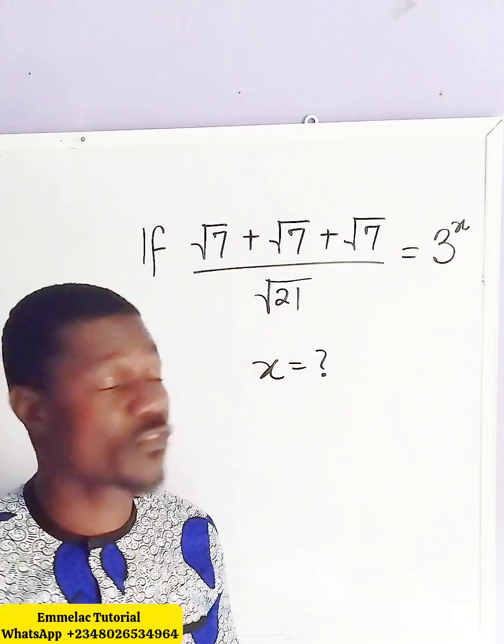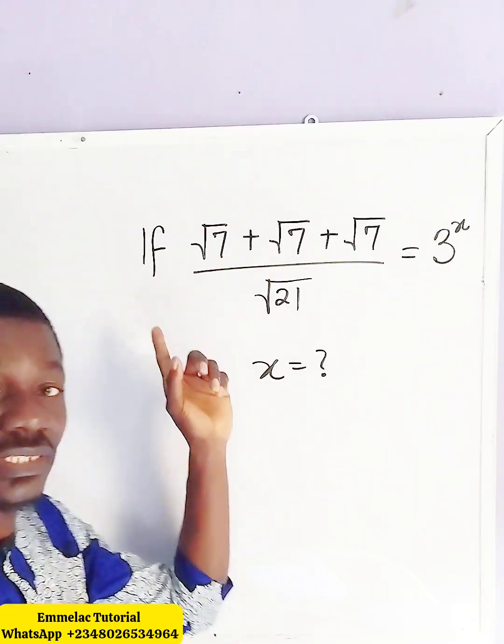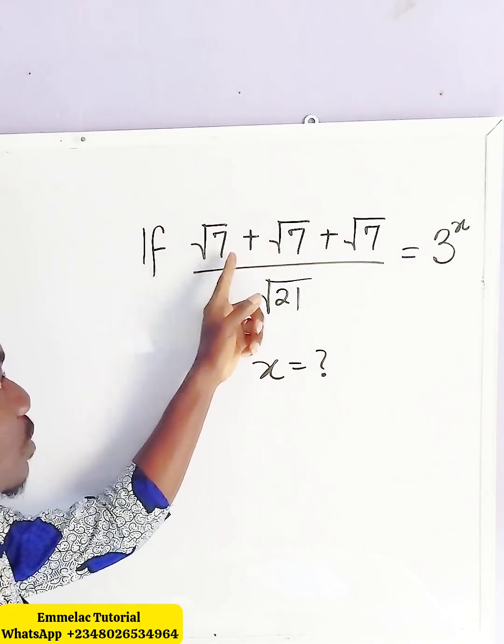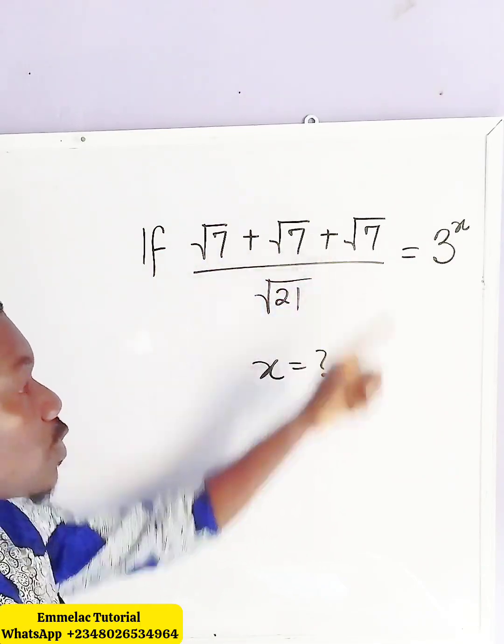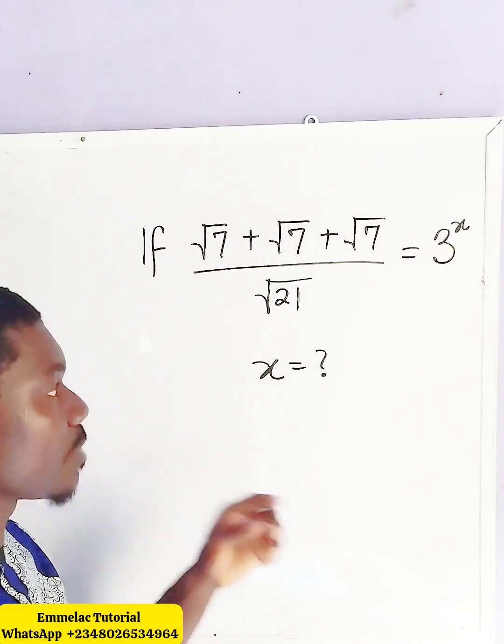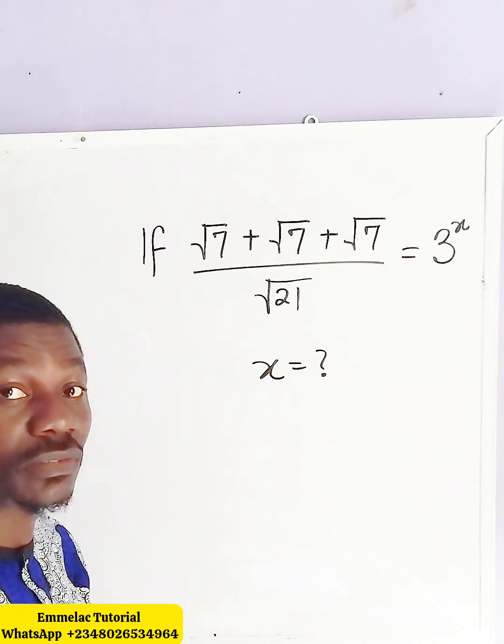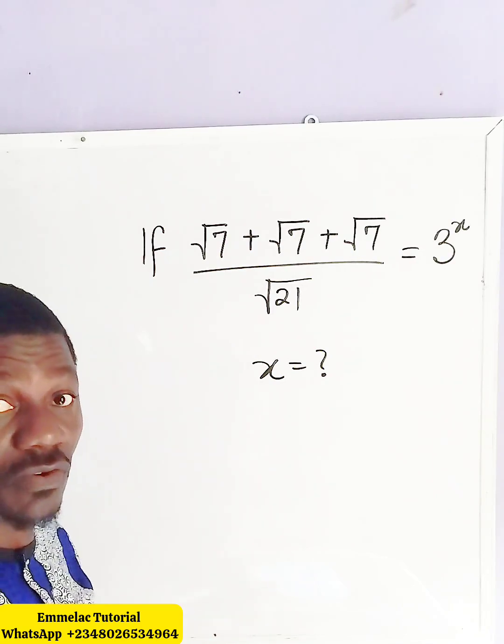Similar online tutorial. Now before us is this question, and it says if the square root of 7 plus the square root of 7 plus the square root of 7 all divided by the square root of 21 equals 3 raised to the power of x. Now what is the value of x?